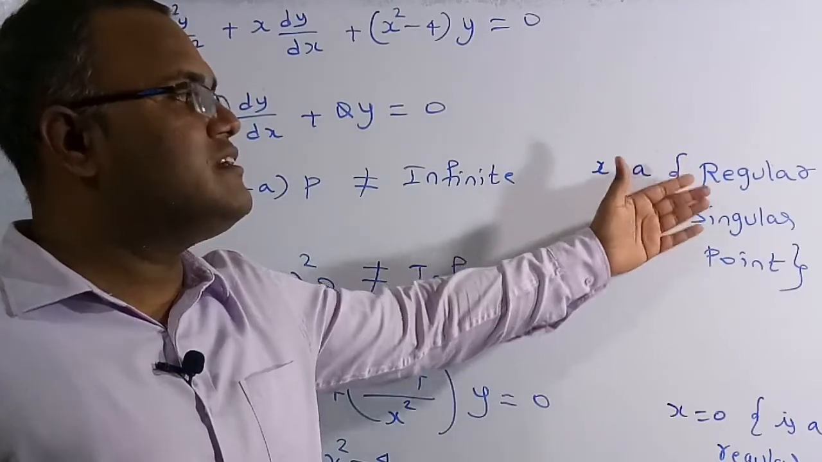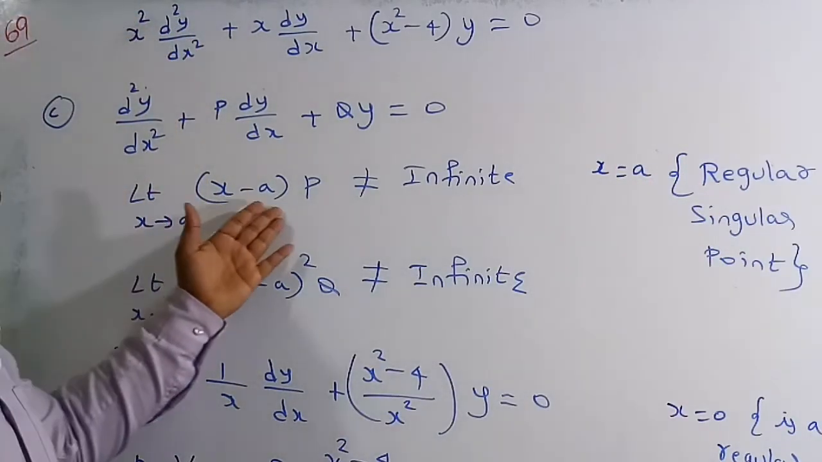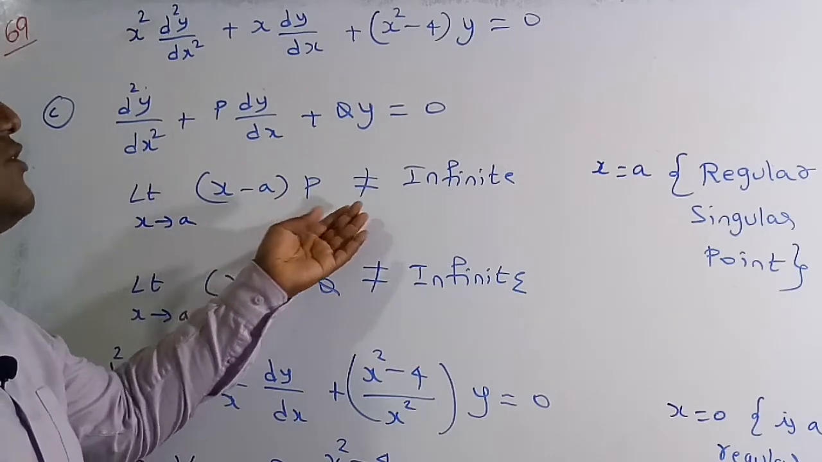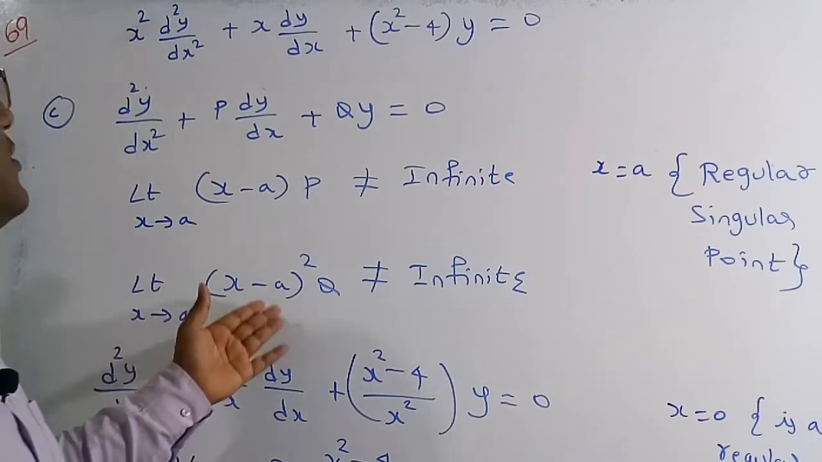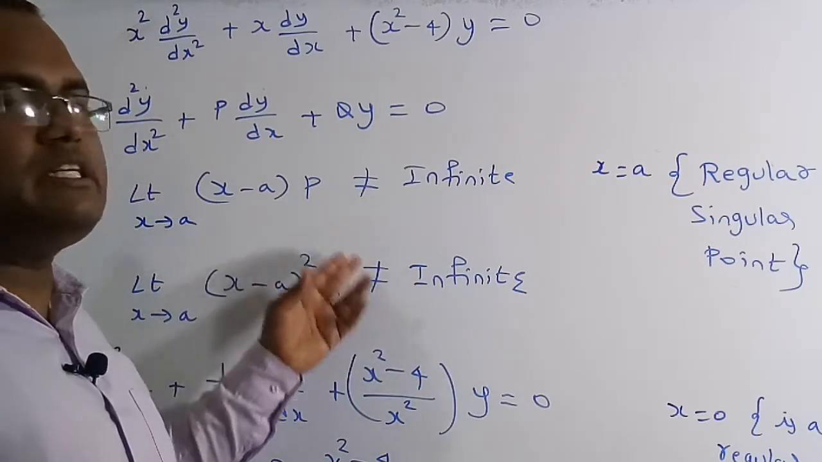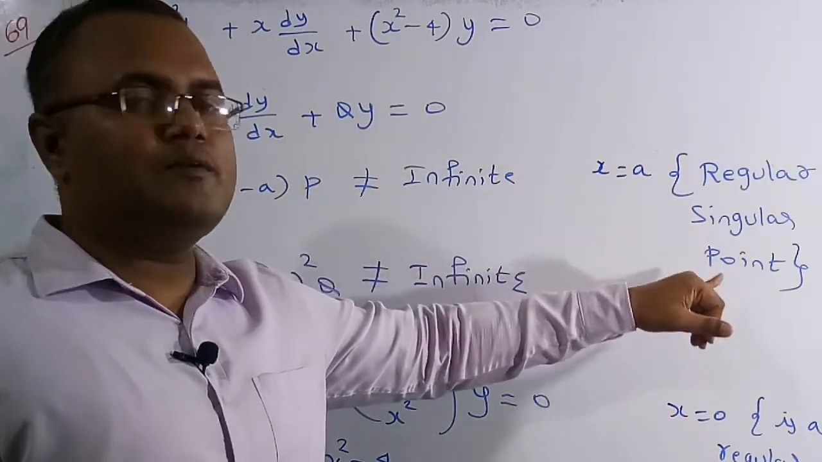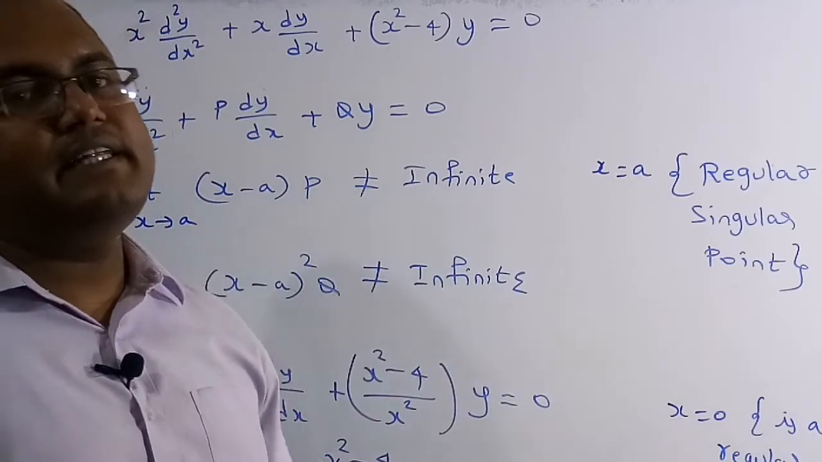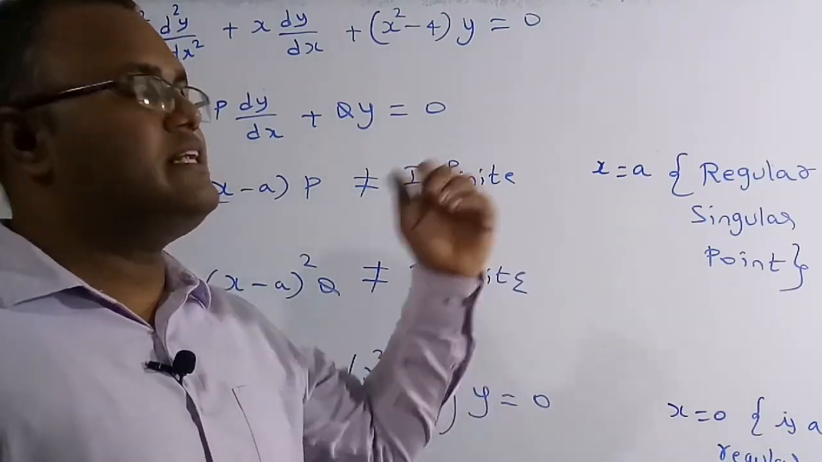It is called a regular singular point only when limit x tends to a of (x minus a) into p, if you substitute these values, it should not be equal to infinity. And similarly, limit x tends to a of (x minus a) whole square into q is not equal to infinity. If these two conditions are satisfied, then only we can say x is equal to a is said to be a regular singular point. Means at that point we are going to get infinity. So therefore that solution, means the function, is not defined at that value.